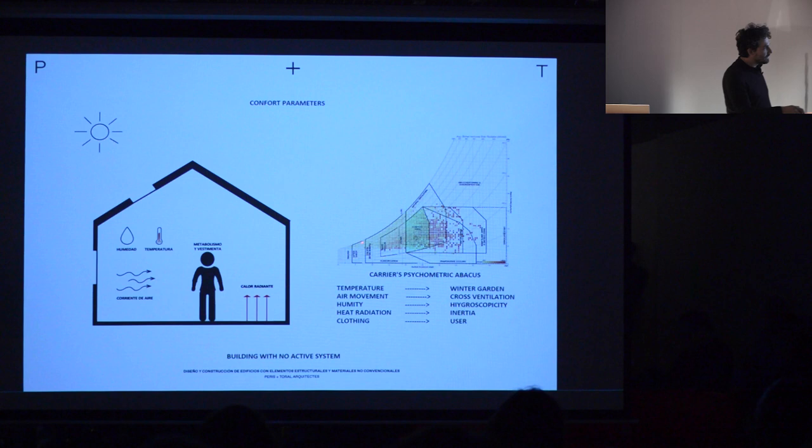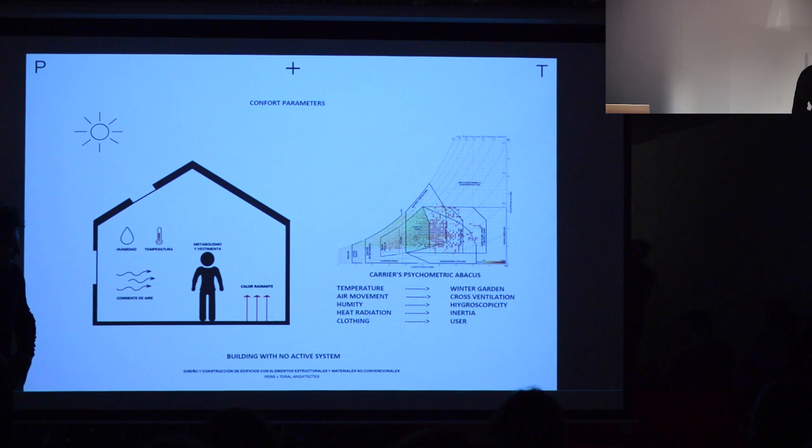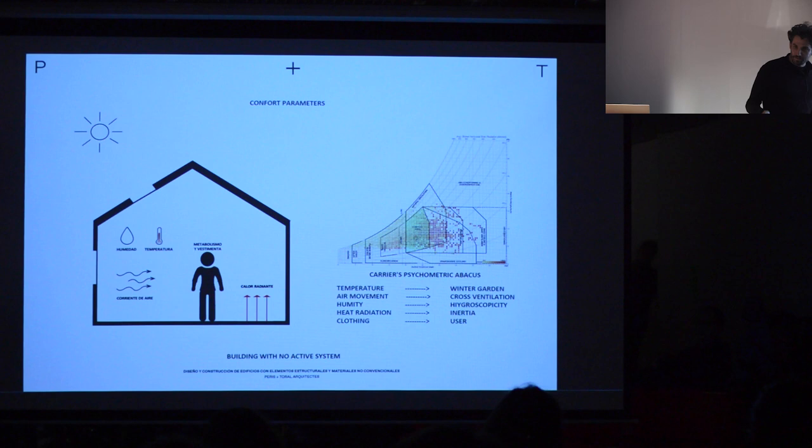And then I'd like to show this drawing. This is the psychrometric abacus of Carrier. Carrier was the inventor of the air conditioner, and he told us that every time we are outside this green area, we have to put on his machine. But we don't want to do that, but we have to understand how this is working.